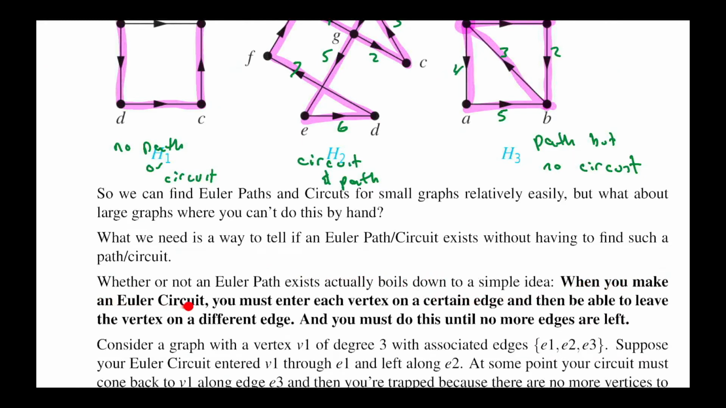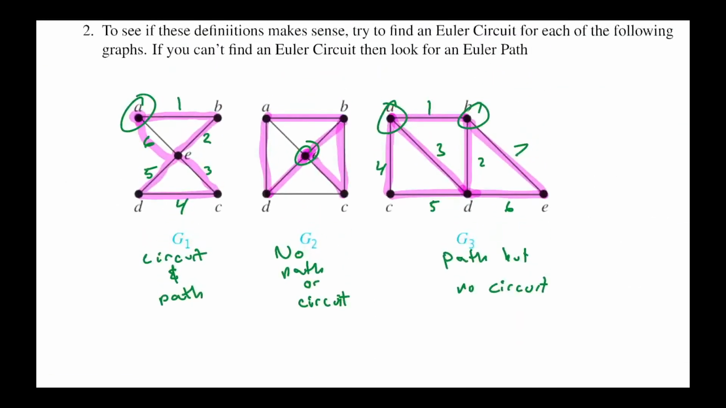When you make an Euler circuit, you must enter each vertex on a certain edge, and then you need to be able to leave the vertex on a different edge. That's always what you do, right? So when we have a problem like we do here, let me erase this. The problem is always this. If I start here and then I go here and then here and then here, this is the problem.